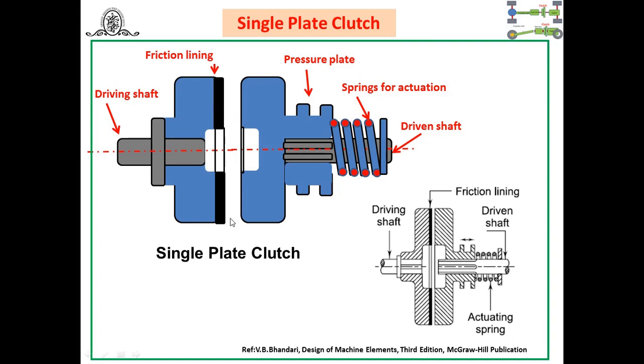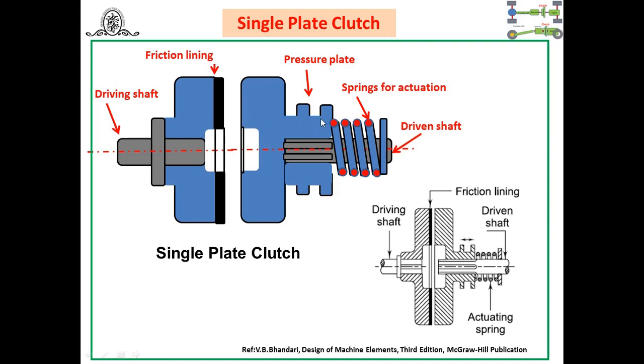For that purpose, this single plate clutch consists of the driving shaft, on which here this is the flywheel and friction lining material, or you can say the friction plate. Another plate, on the driven shaft, is the pressure plate, and I have shown the sleeves here. This arrangement is made so that by using the lever we can apply the force or pressure on the pressure plate to engage and disengage, and accordingly we can move this pressure plate towards left and right.